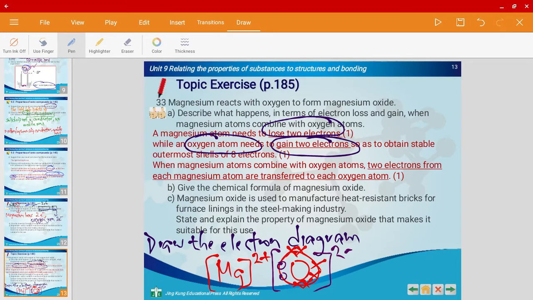Okay, let's go to question B. Give the chemical formula of magnesium oxide. So fairly simple, you only see one Mg and one O, so MgO. I've posted a video on how we could name ionic compounds, so you can also check out that video. Okay, let's read question C. Let me go ahead and rub this out first.